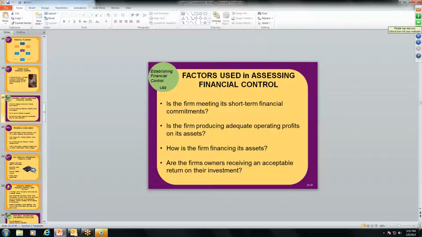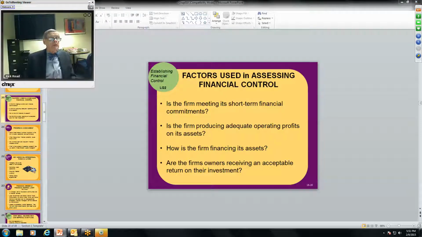Now, this slide tells us about factors used in assessing financial control. Are we meeting our obligations? I think that's the first way to say that. I think it uses the term commitments, and does, but obligations are the same thing. Are we making enough money? And when I say making enough money, here we're using the term profit. So are we getting a good return from our assets?